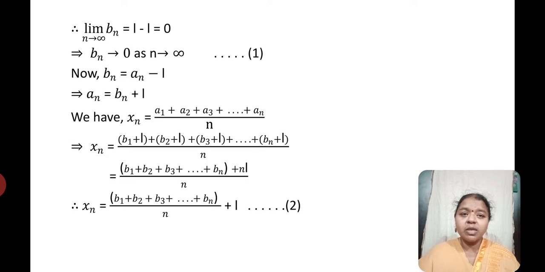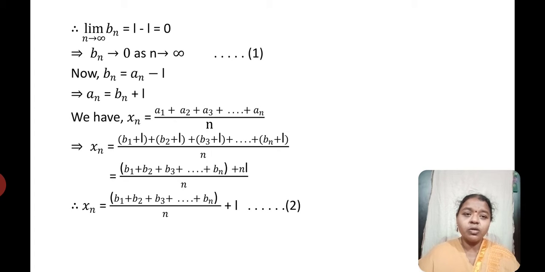Now we know b_n is equal to a_n minus L. From this equation, a_n is equal to b_n plus L. Now let's consider x_n, which was given in the statement. x_n is equal to (a1 plus a2 plus a3 and so on plus an) divided by n. We know that a_n is equal to b_n plus L. Let's substitute the values of a's in terms of b and L. So x_n is equal to, instead of a1, I would be writing b1 plus L, a2 as b2 plus L, and so on, plus an as bn plus L, divided by n.